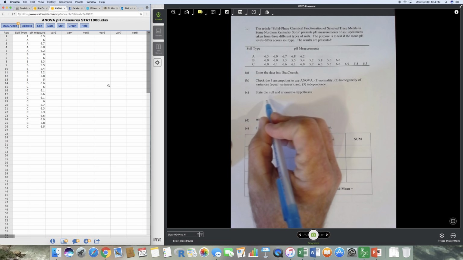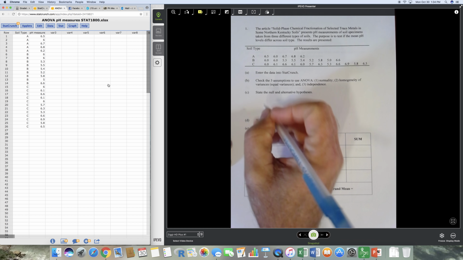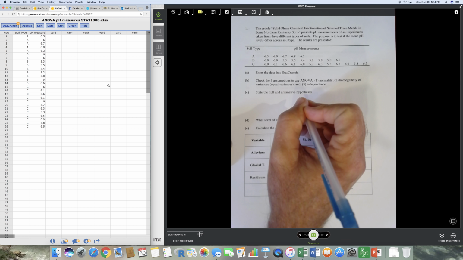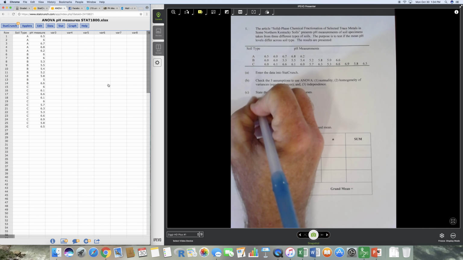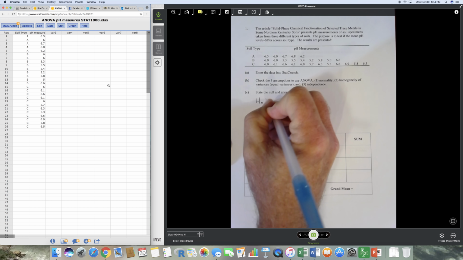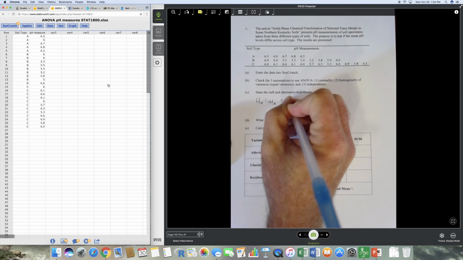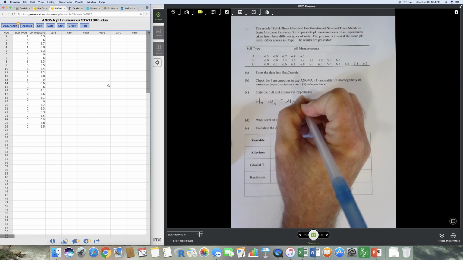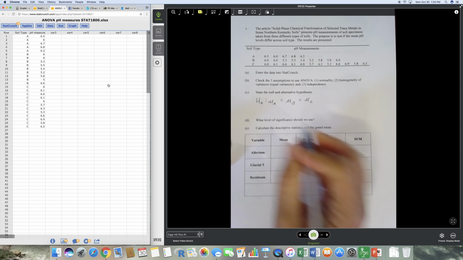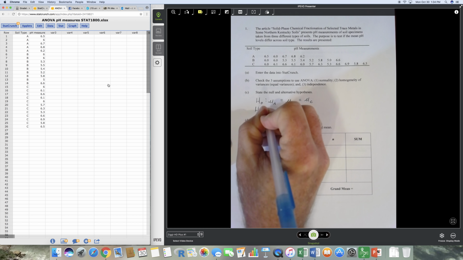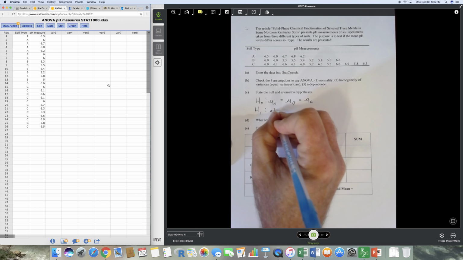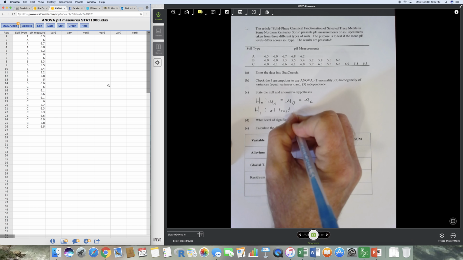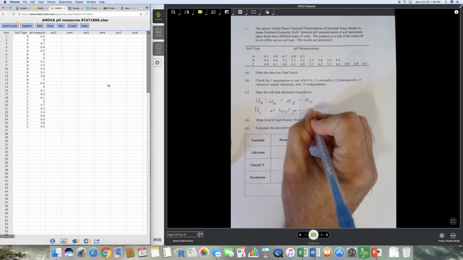All right, gang, state the null and alternative hypotheses. So H sub 0 is going to be that the mu for A is equal to the mu for B, equal to the mu for C. And the alternative, at least one pair is different.